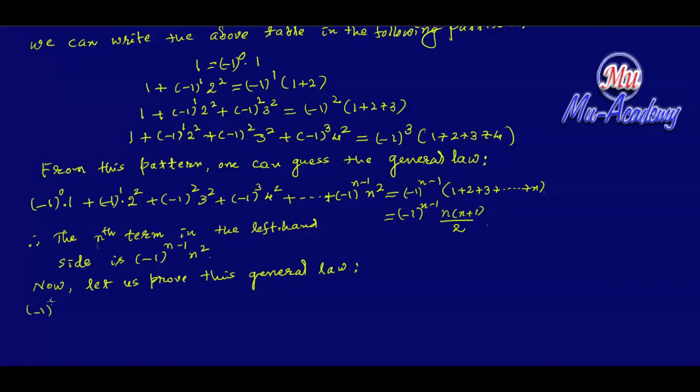That is minus 1 raised to 0 into n plus minus 1 raised to 1 into 2 square plus minus 1 into 2 into 3 square plus so on so forth plus minus 1 raised to n minus 1 into n square is equal to minus 1 raised to n minus 1 into, now which I can write down as here n into n plus 1 by 2, and this is what I can write down here as the general law.